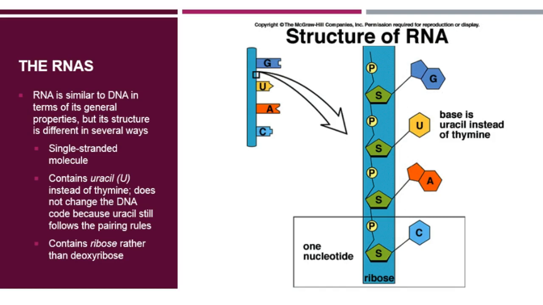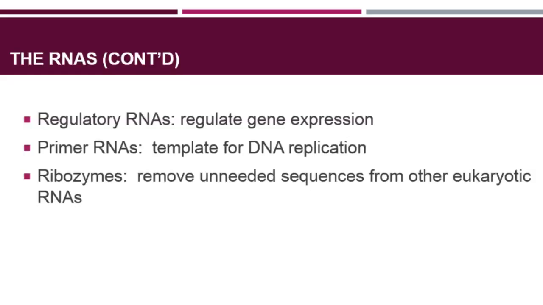It contains uracil instead of thymine, and this doesn't change the code as DNA is transcribed into RNA. It still follows the pairing rules. So uracil, even though it is not thymine, still bonds to adenine. The sugar in RNA is ribose instead of deoxyribose. So those are the key differences between RNA and DNA.